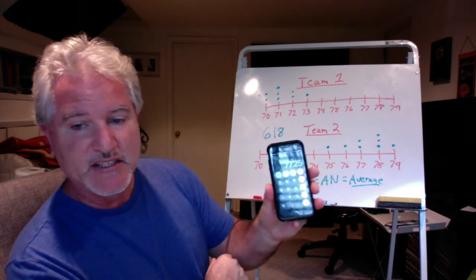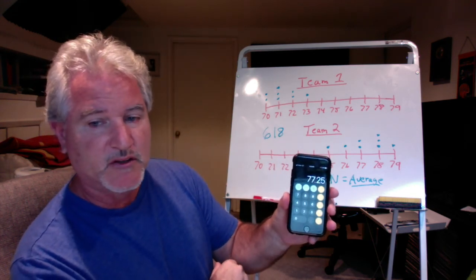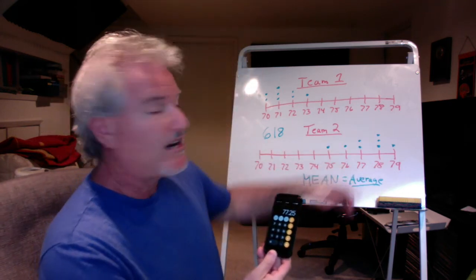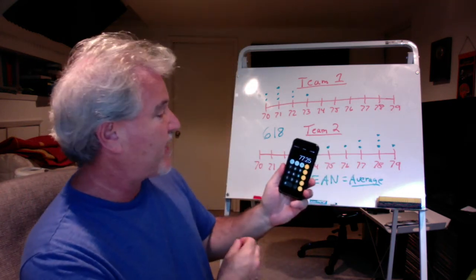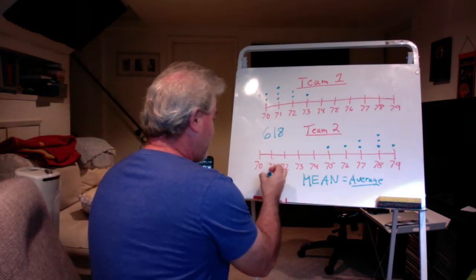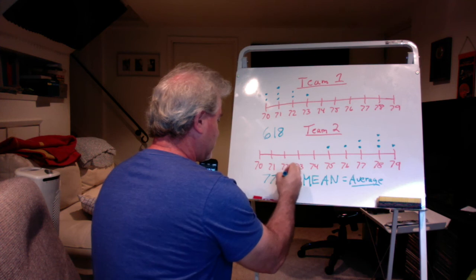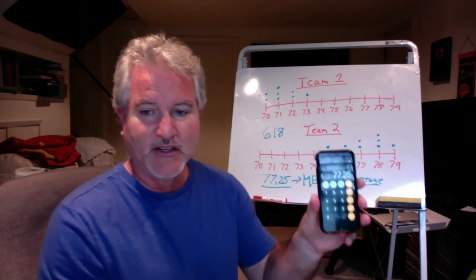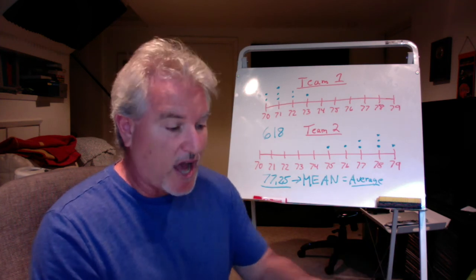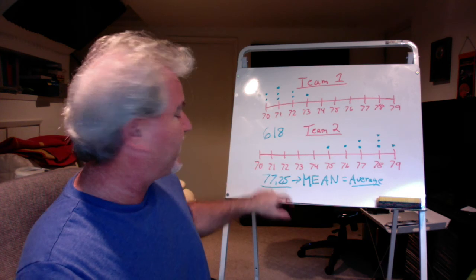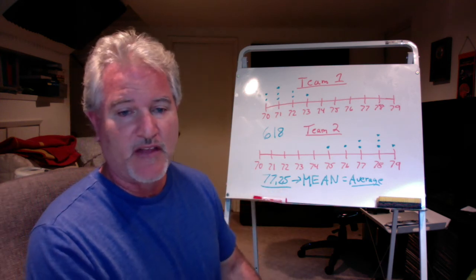gives you 77.25. Okay? I took the total after adding all these up and divided it by the number of players, which is 8, and I got 77.25. So that means the average height of the players on team 2 is 77.25 inches. And that's how you get the mean.